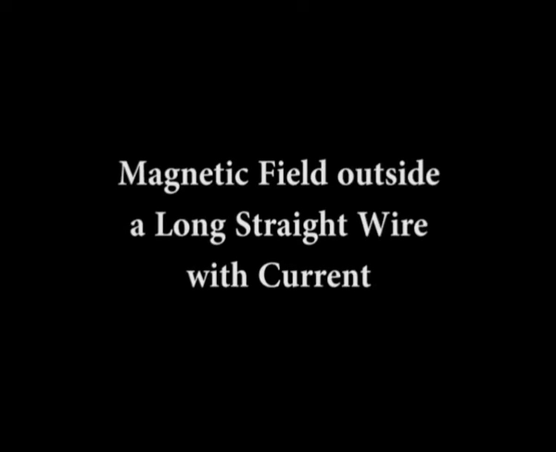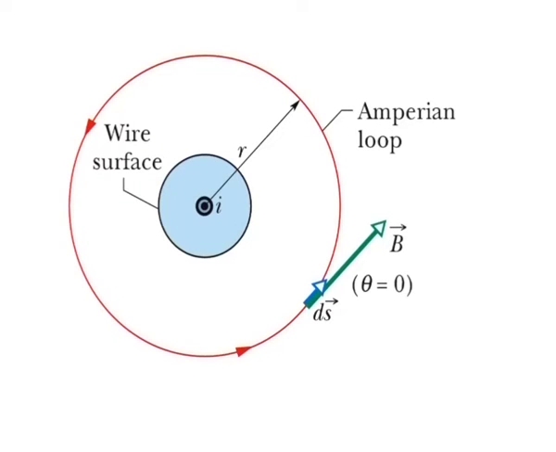Magnetic field outside a long straight wire with current. Figure shows a long straight wire that carries current I directly out of the page. This equation for magnetic field due to a current in a long straight wire, B is equal to mu 0 I divided by 2 pi r, tells us that the magnetic field produced by the current has the same magnitude at all points that are the same distance r from the wire. That is, the field has cylindrical symmetry about the wire.